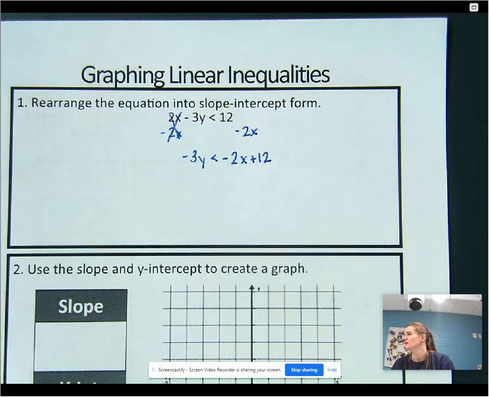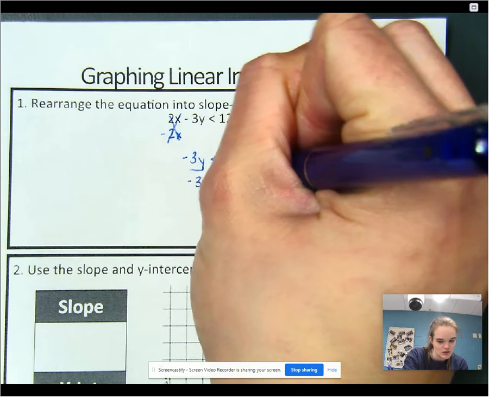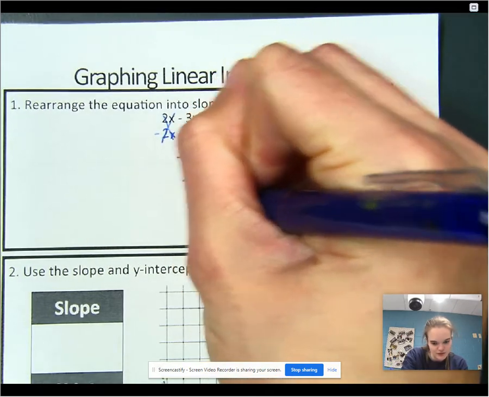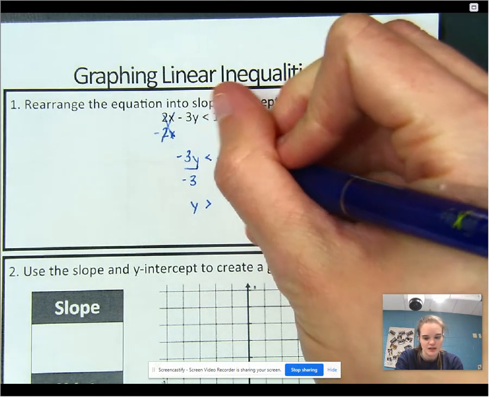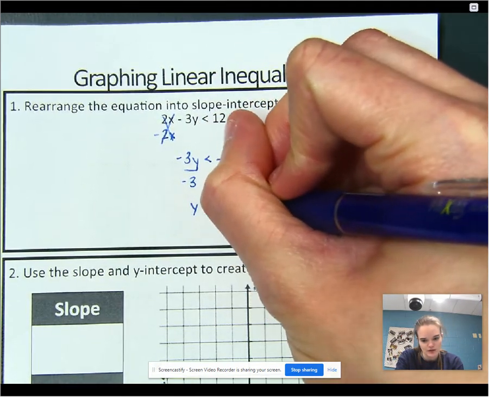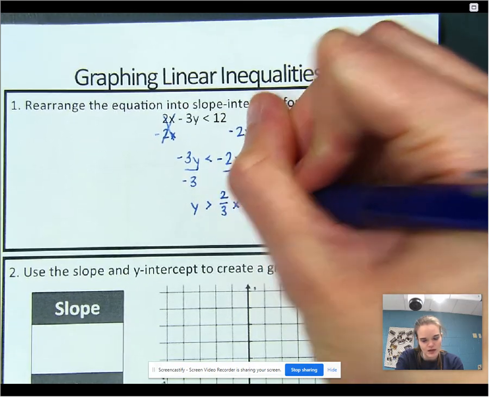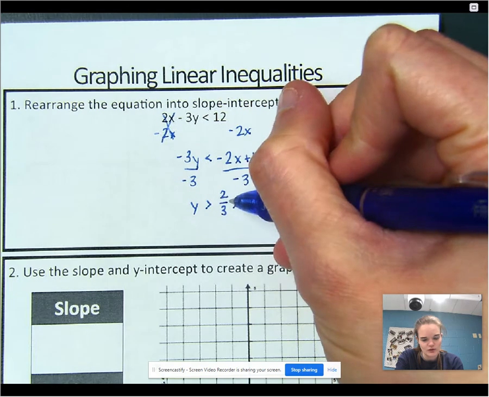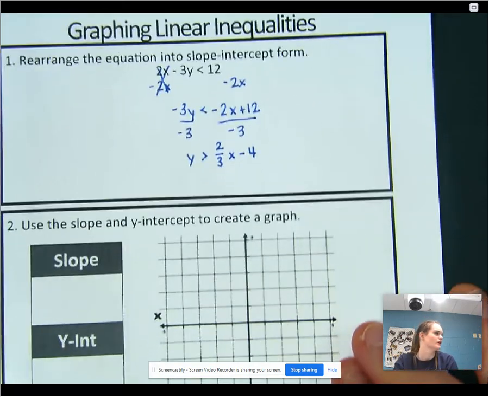Then I'm going to need to divide. Now, when I divide by a negative, I flip the inequality symbol. It's been a while since I've done that, but I do. Then negative 2 divided by negative 3 is 2/3 x. 12 divided by negative 3 is negative 4. It is now y is greater than 2/3 x minus 4. Not or equal to, just greater than.